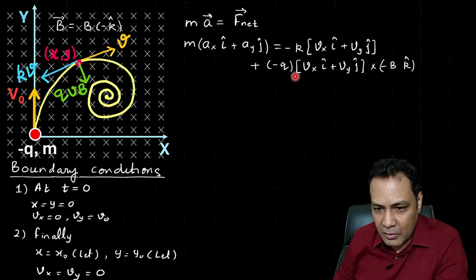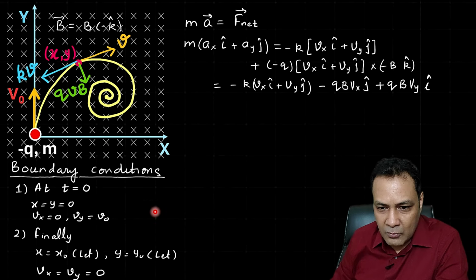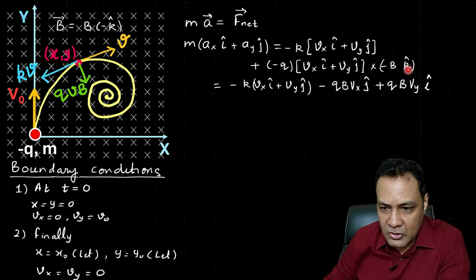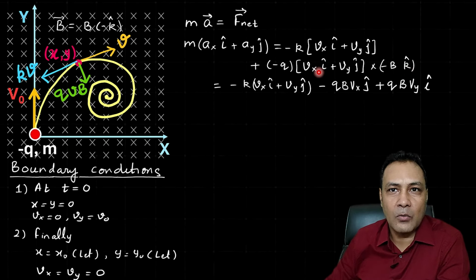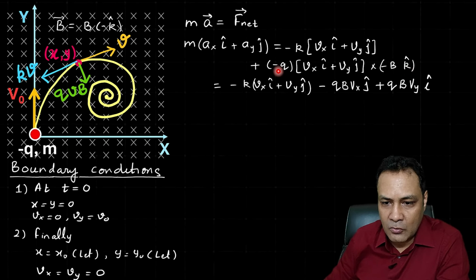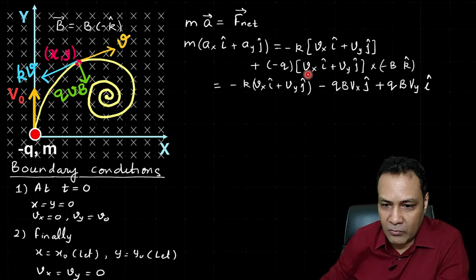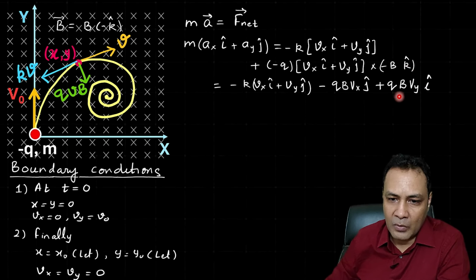So for this term, make a cross product. I have written this here, so that will be vx, and minus q into minus B will become first of all qB, and i cap cross k cap is minus j cap. So this term will be qB vx times minus j cap, and j cap cross k cap is i cap. So this term will be qB vy i cap.